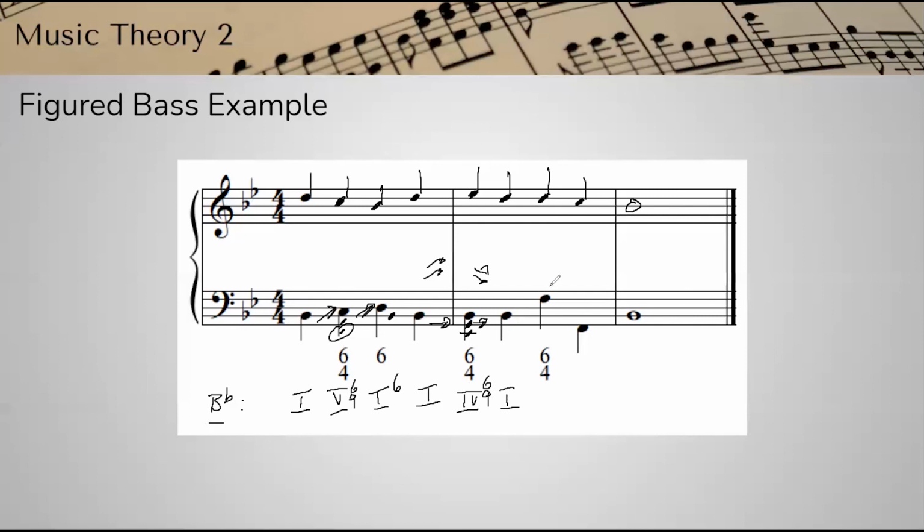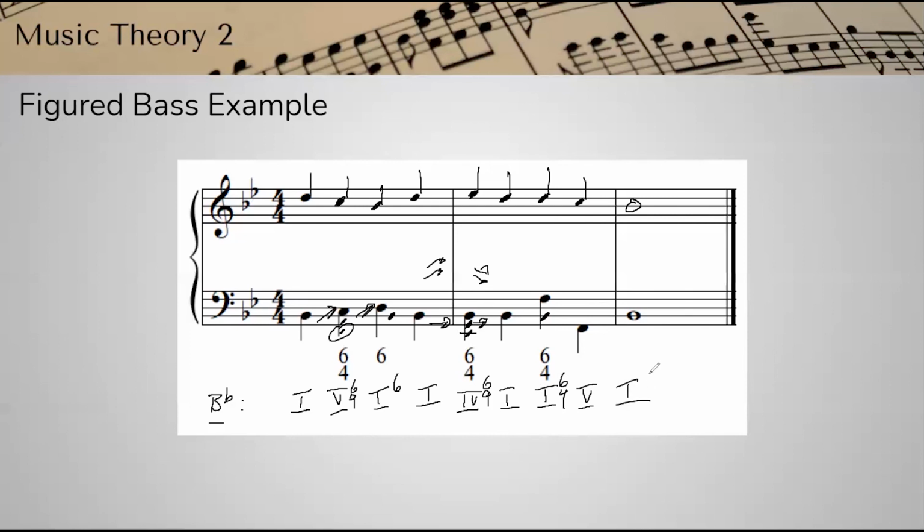Then we have an F with a 6, 4 under it, which means that the root of this chord is a fifth below that, which is B flat. It's a cadential 6, 4, so we can just call it a 1, 6, 4, but we also know that it's not a tonic chord. And then we have an F note with no numbers under it. F is the fifth degree of the scale of B flat, so that's our 5. And then we return to our B flat 1 chord.